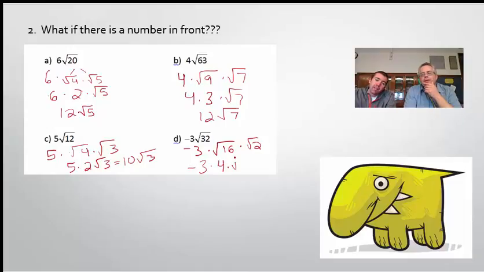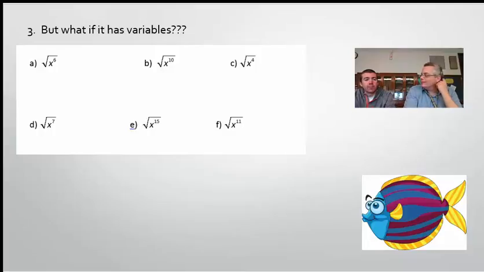Times 4. 2. Negative 12 root 2. All right. Time for something else a little bit new. What if they're variables? On this one, we're looking for what we will multiply by itself to get x to the 6?